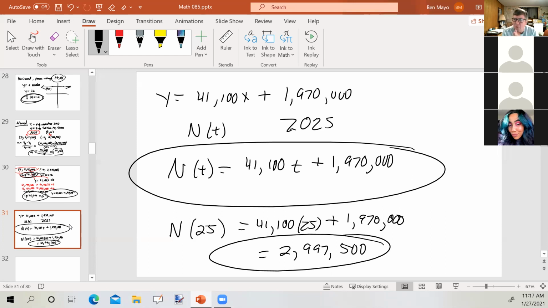All right, so in this problem, we had to read the information. We had to see that time is measured after the year 2000. So 2005, time was 5 years. 2015, time was 15 years. At the end there, 2025, time was 25 years, okay? And then N was the number of nurses needed. So our function was N of T. We went in and extracted two ordered pairs, found the slope, found the y-intercept, got the equation, used the proper notation using T and N, and then answered a follow-up question.